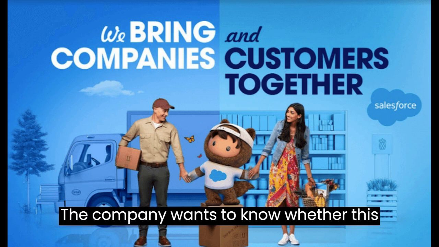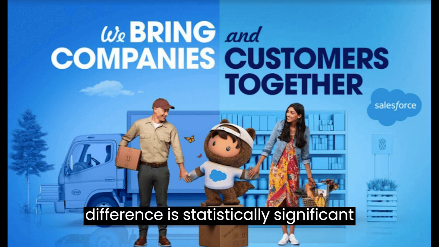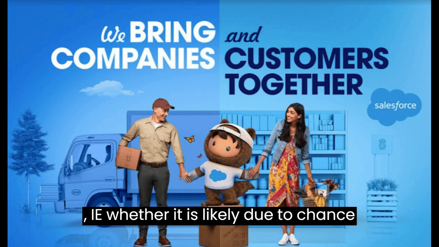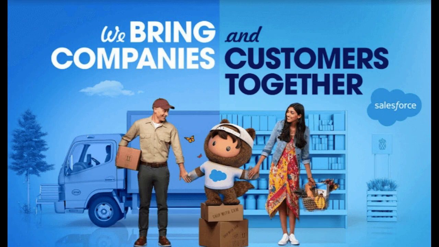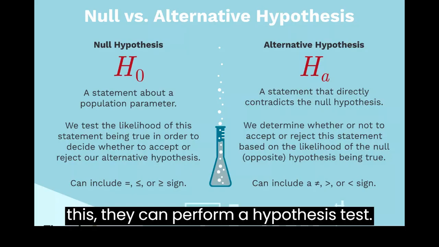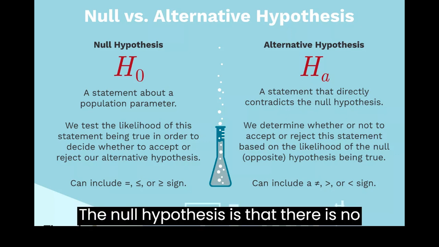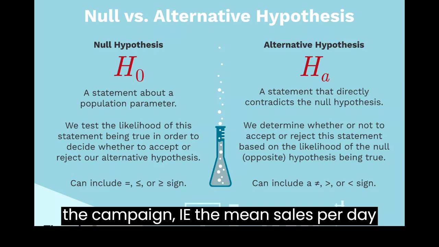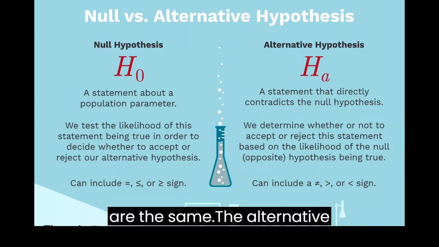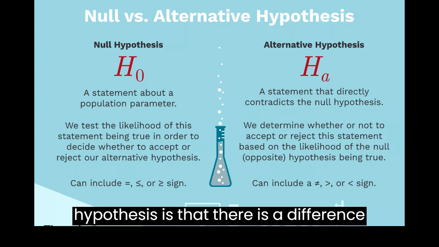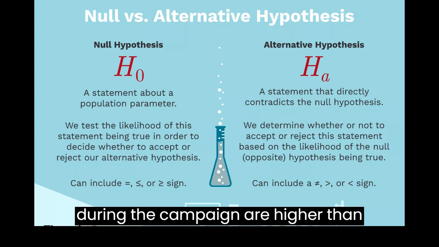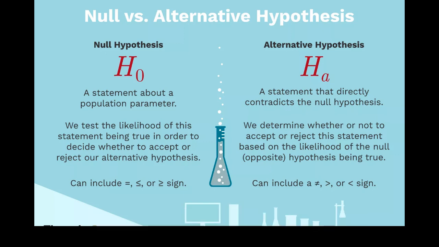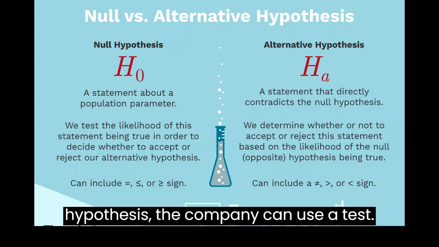The company wants to know whether this difference is statistically significant, i.e., whether it is likely due to chance or whether it is a real effect of the advertising campaign. To do this, they can perform a hypothesis test. The null hypothesis is that there is no difference in sales before and during the campaign, i.e., the mean sales per day are the same. The alternative hypothesis is that there is a difference in sales, i.e., the mean sales per day during the campaign are higher than before. To test this hypothesis, the company can use a t-test.